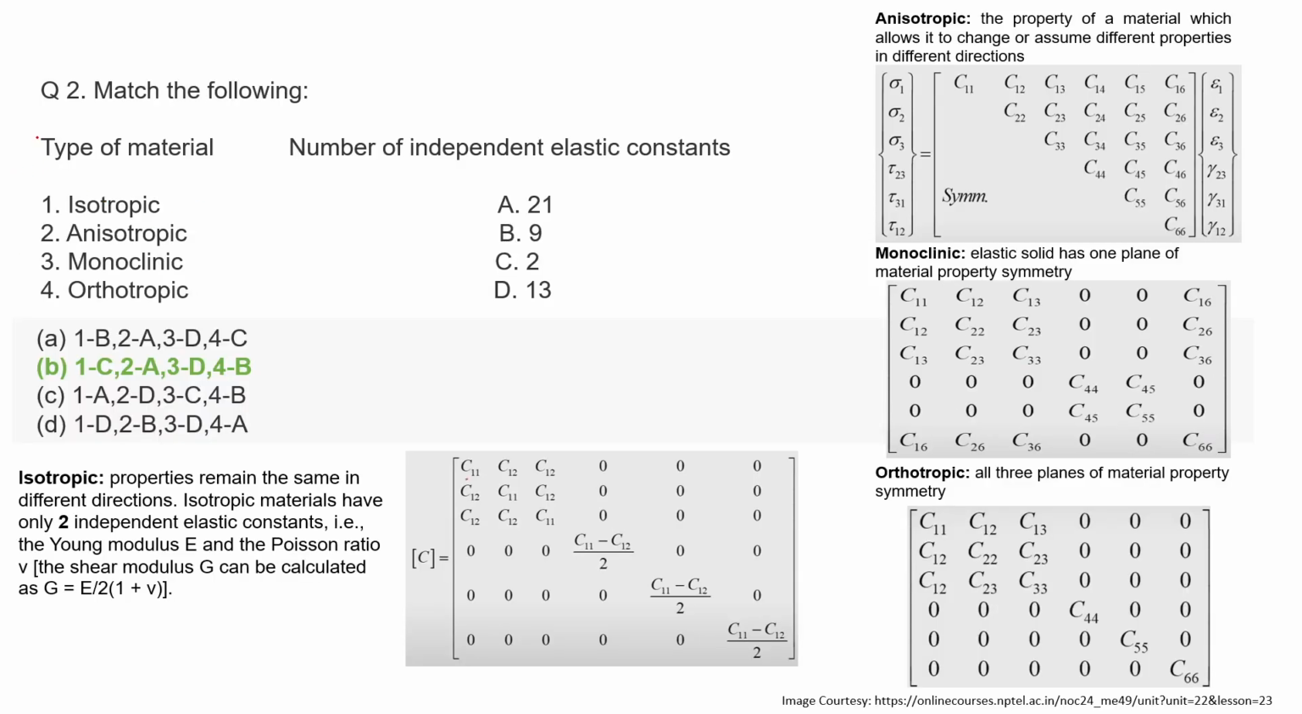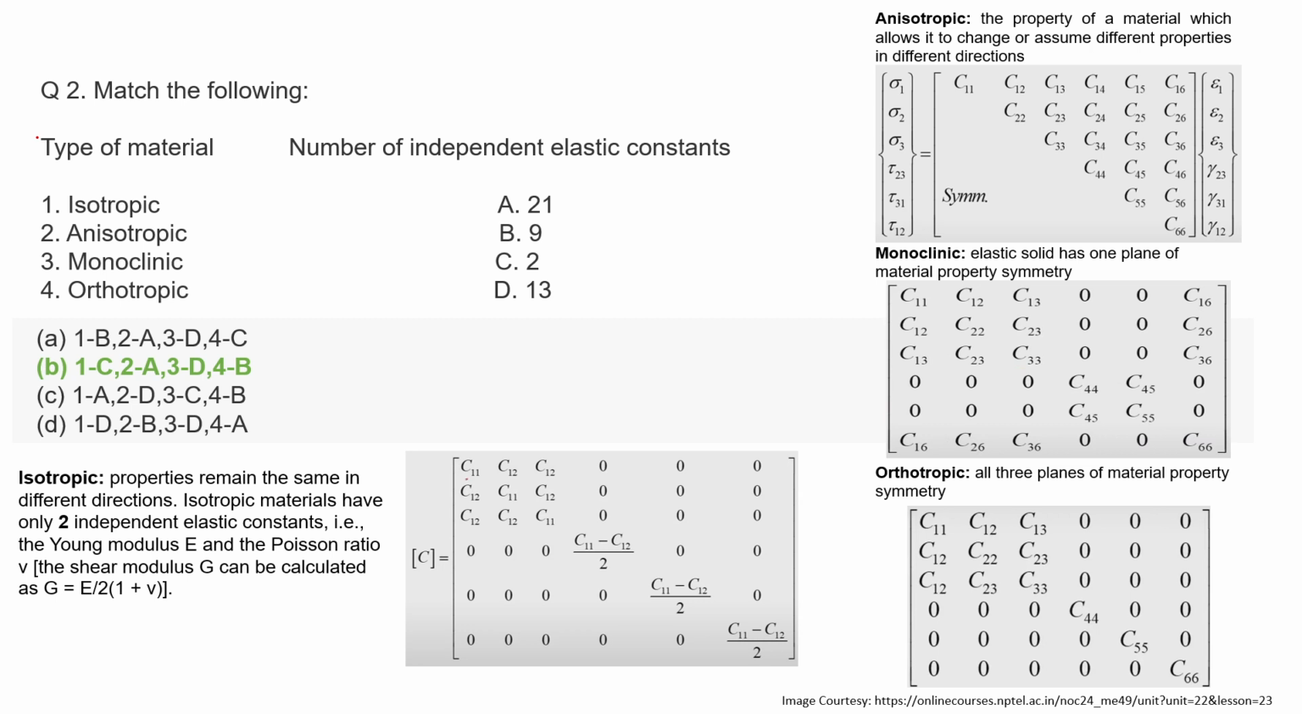Question number 2. Match the following. The first table is the type of materials. The second is the number of independent elastic constants. The types of materials are isotropic, anisotropic, monoclinic, and orthotropic. And the number of independent elastic constants are option A 21, B 9, option C 2, or option D 13.